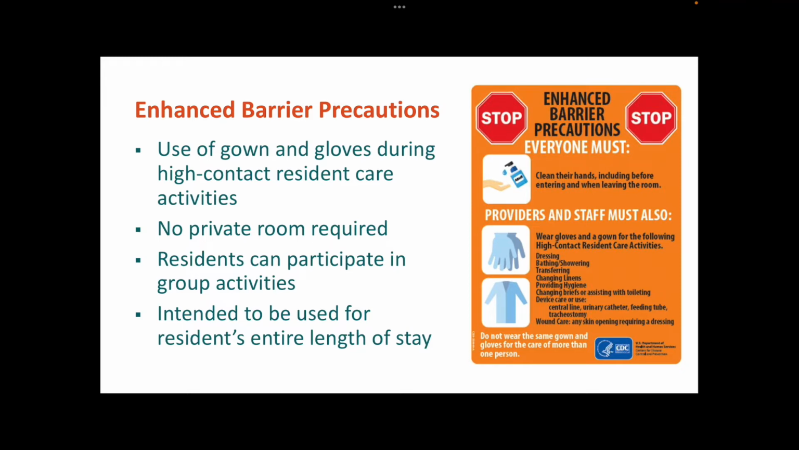Specifically, EBP includes the use of gown and gloves during high contact resident care activities, including dressing, bathing or showering, performing transfers, changing linens, providing hygiene, changing a resident's brief or assisting them with toileting, direct care of an indwelling medical device such as a central line, urinary catheter, feeding tube, or a tracheostomy, and when performing wound care on any skin opening that requires a dressing.